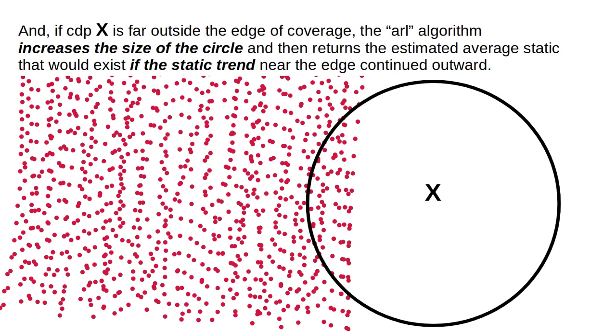And if CDP X is far outside the edge of coverage, the ARL algorithm increases the size of the circle and then returns the estimated average static that would exist if the static trend near the edge continued outward.